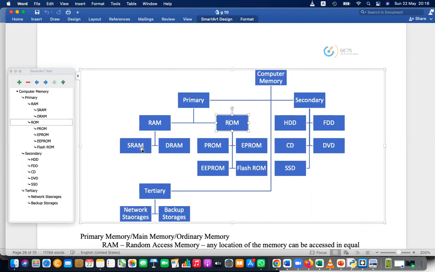RAM has SRAM and DRAM, static RAM and dynamic RAM. Static RAM is inside the processor. Cache memories and registers are static RAMs, fixed inside the processor. Dynamic RAMs, DRAMs, are periodically refreshing again and again, so they refresh and keep their status. So what is this refresh? Periodically it changes the content, so it refreshes and keeps that data.